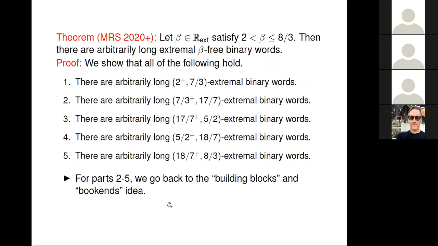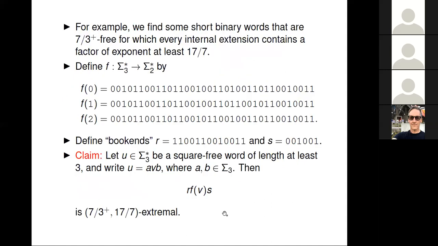And so for part 1, I already described how we found this. We just noticed that in some of our extremal overlap-free binary words that we had already constructed, you got a 7/3 power when you extended the word. And for parts 2 to 5, we just went back to the building blocks and bookends idea. I think I'll skip that because I'm running out of time.